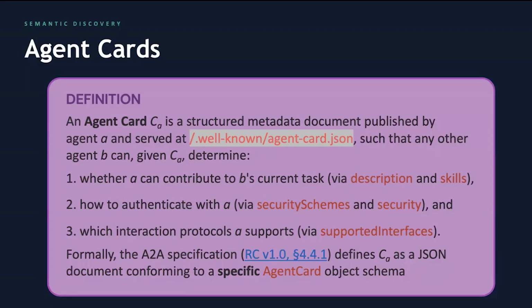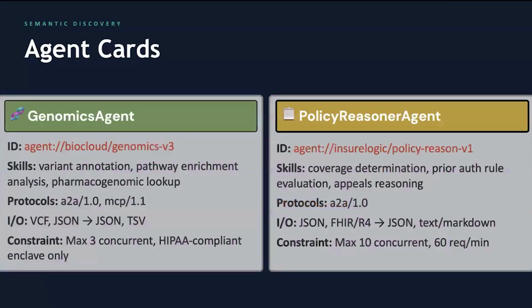Basically, it is structured such that another agent can determine whether agent A can contribute to its task based on its descriptions and skills, how to authenticate with it, and which interaction protocols it supports for communication. As an example, here are two very contrived examples that we might see in the health space. The IDs at the top contain the new agent:// protocol. It's a URI-based framework for interoperable agents. It was proposed in an IETF draft in October 2025, so it's pretty new.